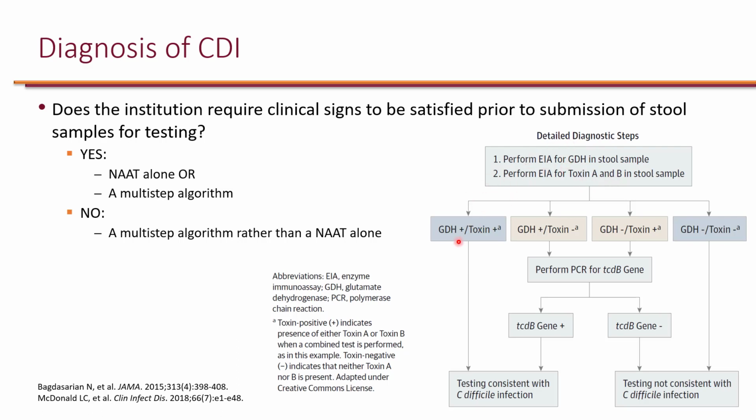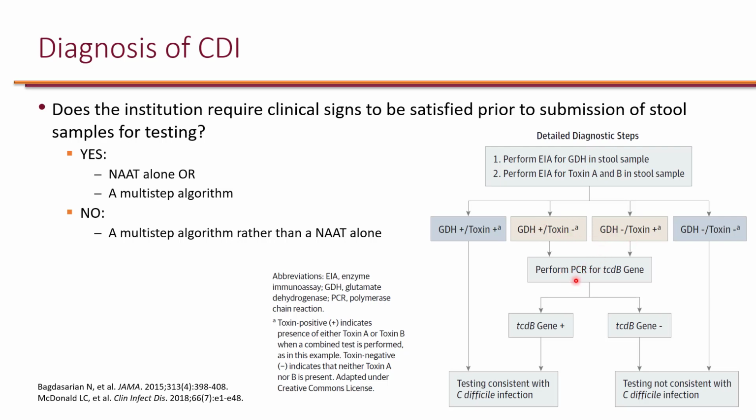So if both of these happen to be positive, so if it's GDH positive and toxin positive, then the conclusion is that the patient has C. diff infection. And of course, on the other hand, if both of them test negative, then it's concluded that the patient does not have C. diff infection. Now, if there is a discrepancy between these two, meaning that either GDH is positive and toxin is negative, or GDH is negative but toxin is positive, then it's recommended in this algorithm to do the nucleic acid amplification test just to confirm this discrepancy.